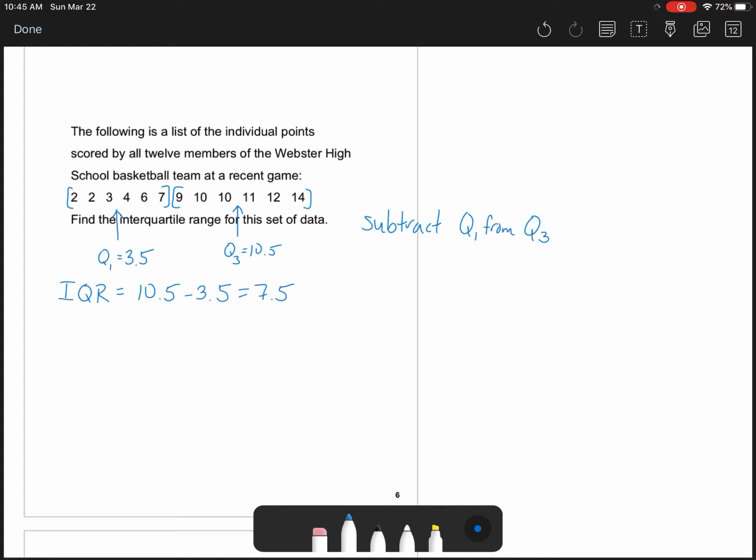So again, you're breaking it up. Now here we have 6 numbers in the first half of the data, 6 numbers in the second half. So we have to find the average of those 2 middle numbers. The average of 3 and 4 is going to be 3.5. The average of 10 and 11 is going to be 10.5. Simply subtract those, 10.5 minus 3.5, and you get your answer of 7.5.